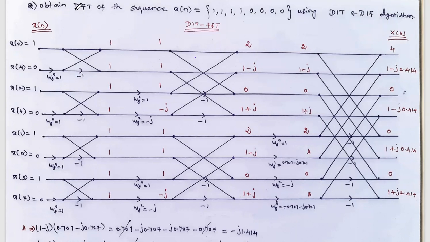So you see the question: obtain the DFT of the sequence x of n equal to four ones and four zeros, that is, x of n equal to 1 1 1 1 0 0 0 0, using the DIT and DIF algorithms. So this is our given question.